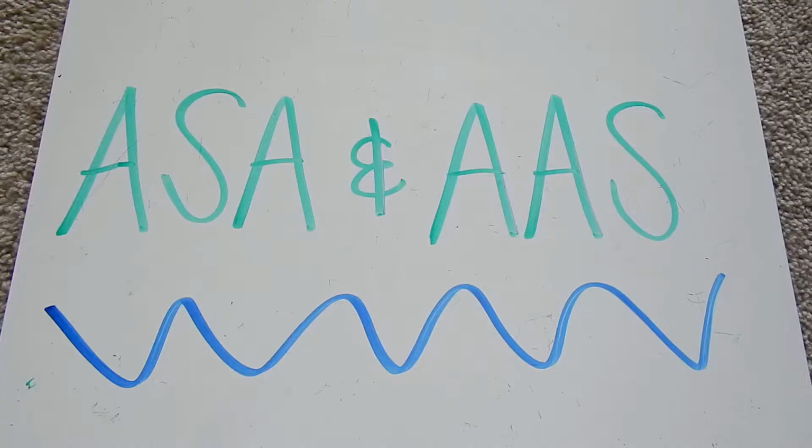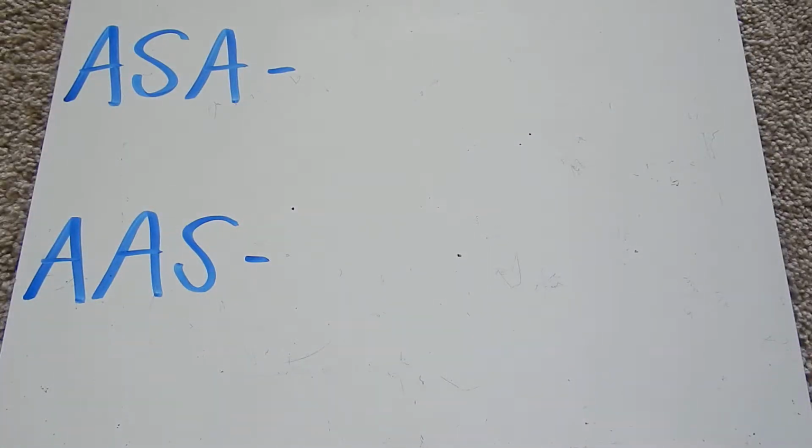Today's lesson is over ASA and AAS. So we'll talk about what those mean. These are two ways of determining whether or not two triangles are congruent.